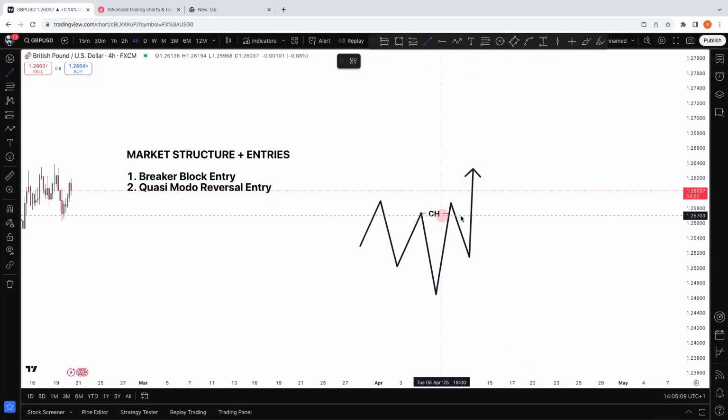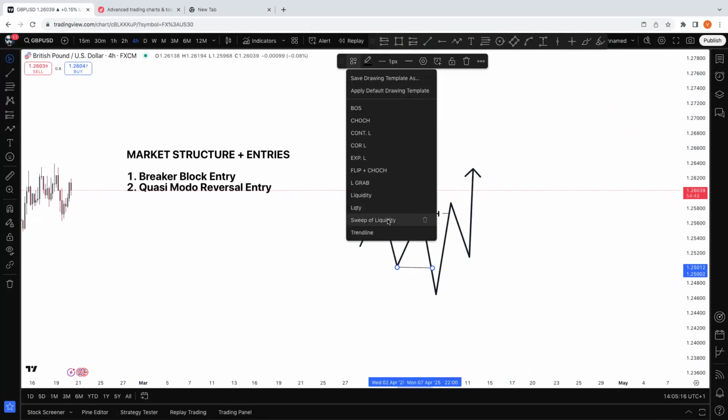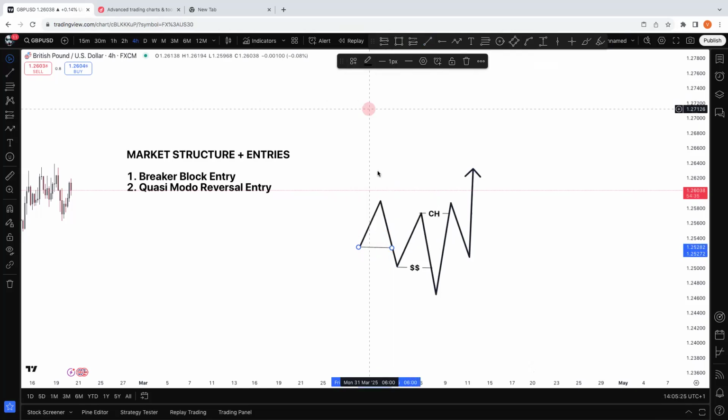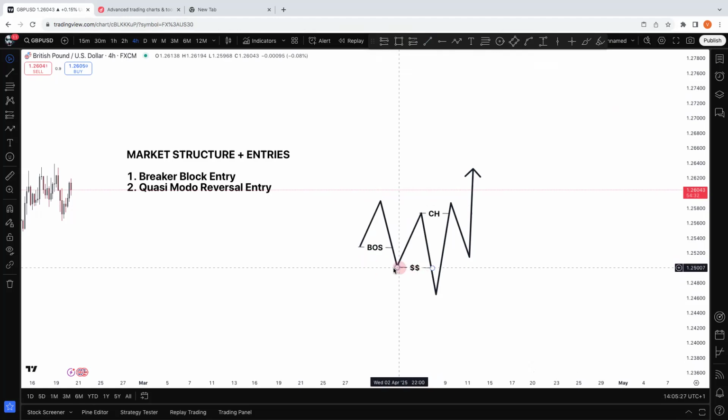And then once we have a change of character, we no longer refer to this zone as a BOS, but we now refer to this zone as a sweep of liquidity, right? This is still a BOS. But then this particular zone here, this last lower low that was taken before the change of character, we now say this is a sweep of liquidity, right? Because price took all of this liquidity before changing to this other side, right? So this is a sweep of liquidity.